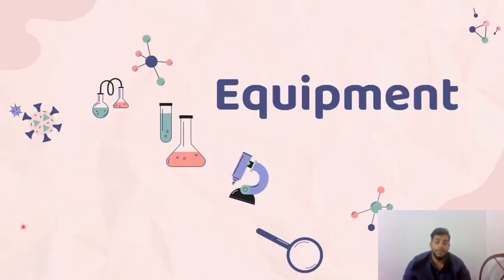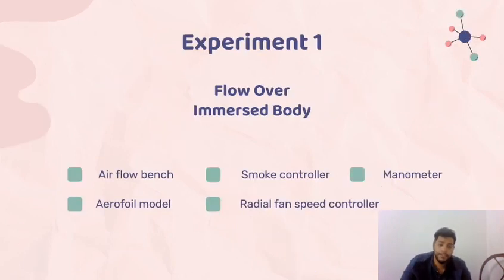Okay, now moving on to equipment for both experiments. In experiment 1, or flow over immersed bodies, we will need an airflow bench, a smoke controller, a radial fan speed controller, an airfoil model, and finally a manometer.